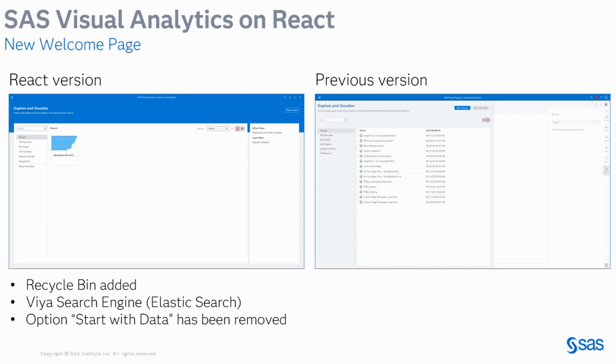The thing that we actually have removed in the React version is start with data. We had that option in the previous version, but we reckoned that no one is actually using that, so it has been removed. But if there are any complaints coming in later, it might come back. But I don't miss it. I never start a report by selecting data first. So I don't think that should be a problem. So that has been removed, the button for start with data.